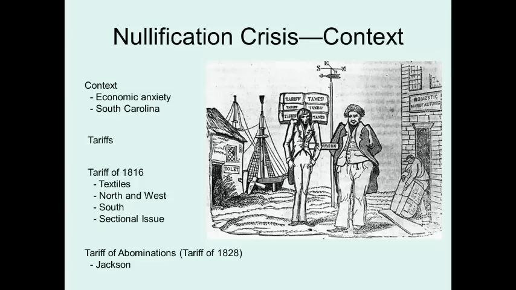So, things are going to come to a head with a new tariff that gets passed in 1828. And the tariff of 1828 is sometimes called the Tariff of Abominations. In 1824, Congress had enacted a high tariff, which the South already objected to. Then, in the presidential election of 1828, because Jackson wanted to get support from the North, Jackson proposed this ridiculously high tariff.